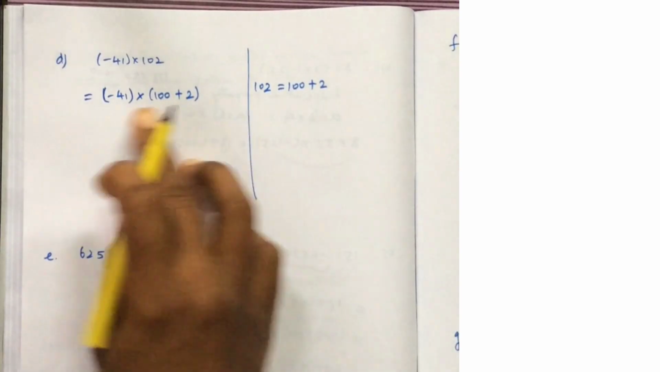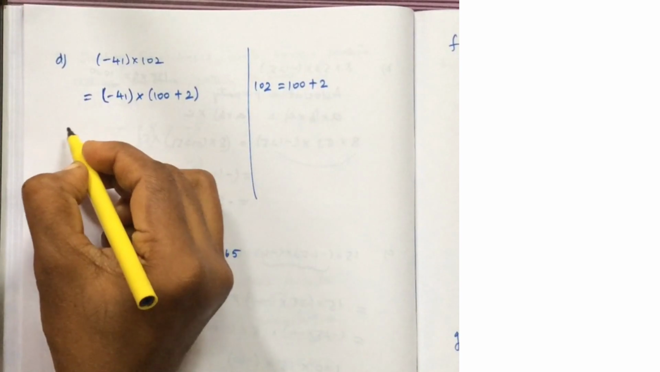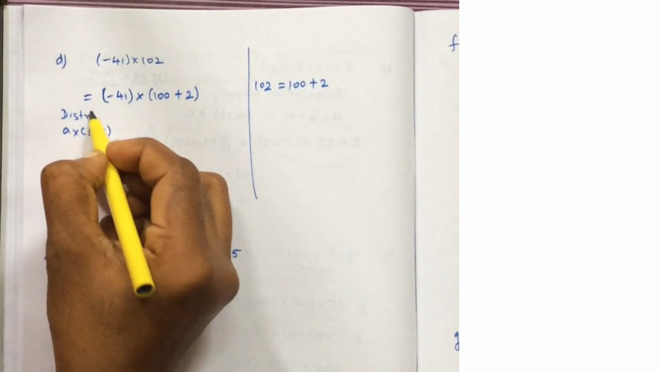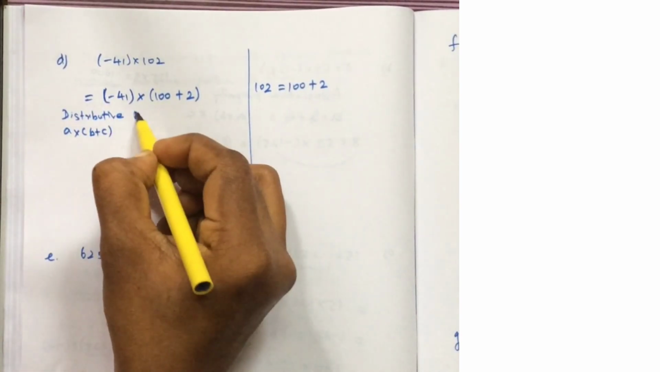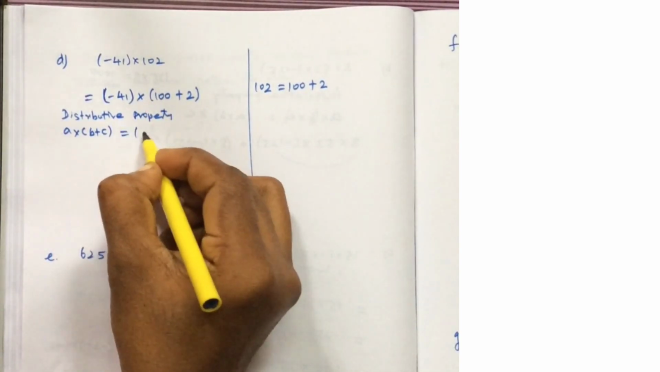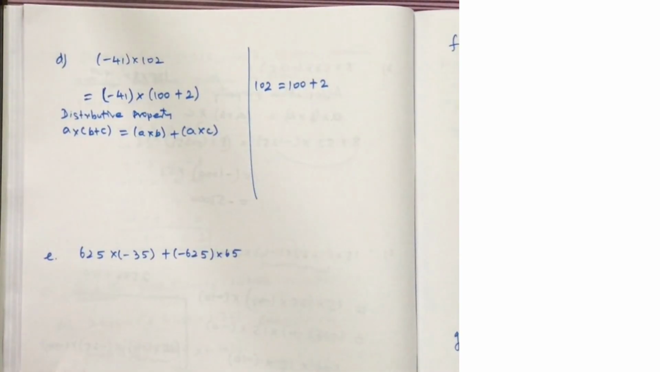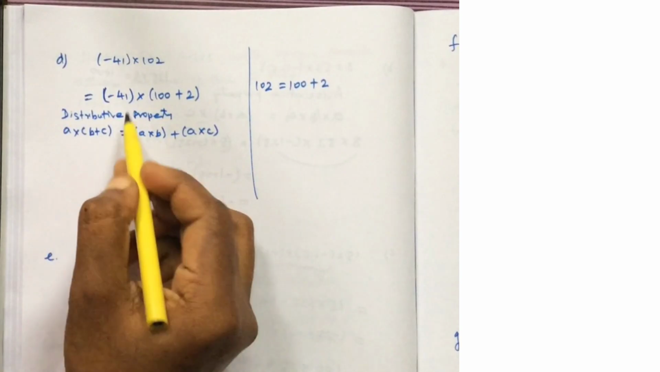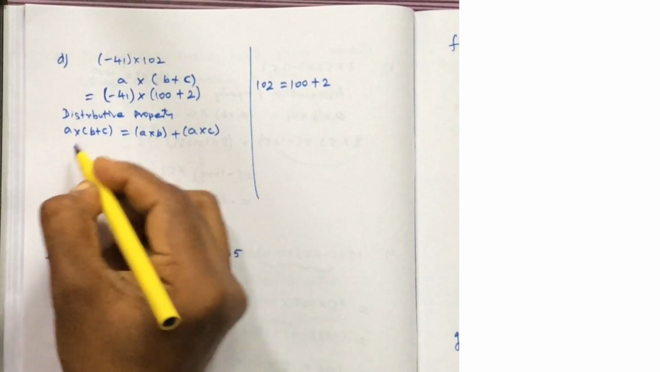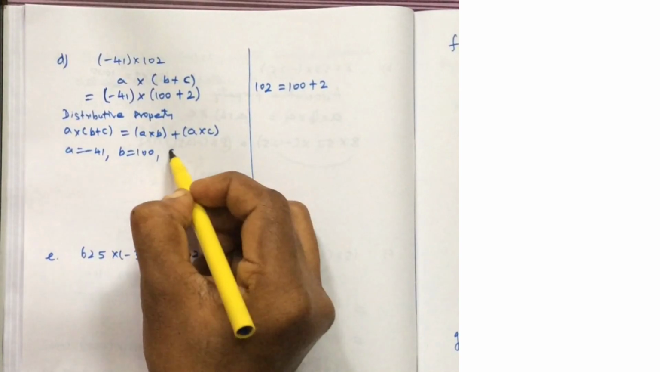Now it is of the form a multiplied by b plus c, which is distributive property. For each sum you have to write which property you are using. A multiplied by b plus c is equal to a into b plus a into c. Here this is a multiplied by b plus c. So what is a here? Minus 41, b is 100 and c is 2.